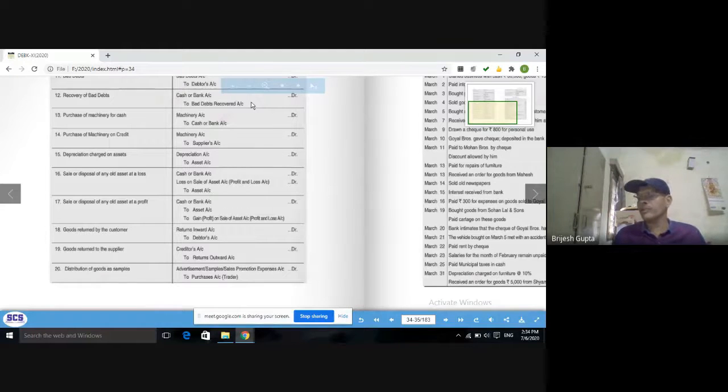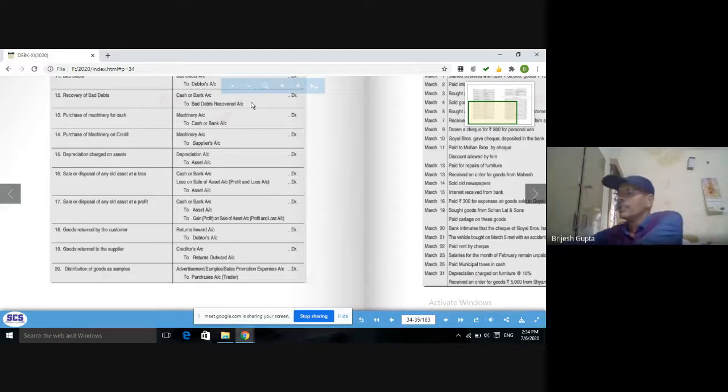So what is the rule of nominal account? Debit expenses and losses, credit incomes and gains. The entry is very simple for you. Whenever you see any expense, that will be debited. Whatever is the name of the expense, all the expenses will be debited.